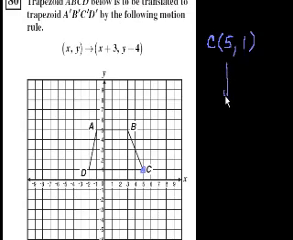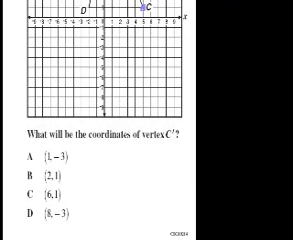So what's C prime going to be equal to? C prime, we'll just use this mapping rule. You add 3 to the x, so it's going to be 8. And you subtract 4 from the y. So 1 minus 4 is -3. So (8, -3). And that's choice D.